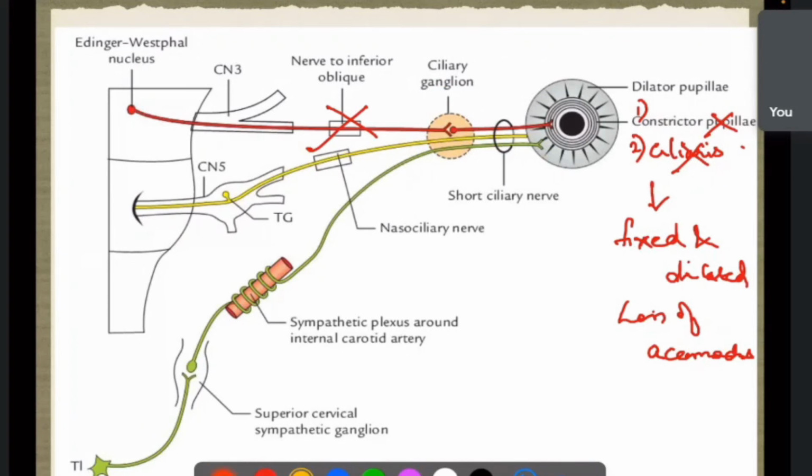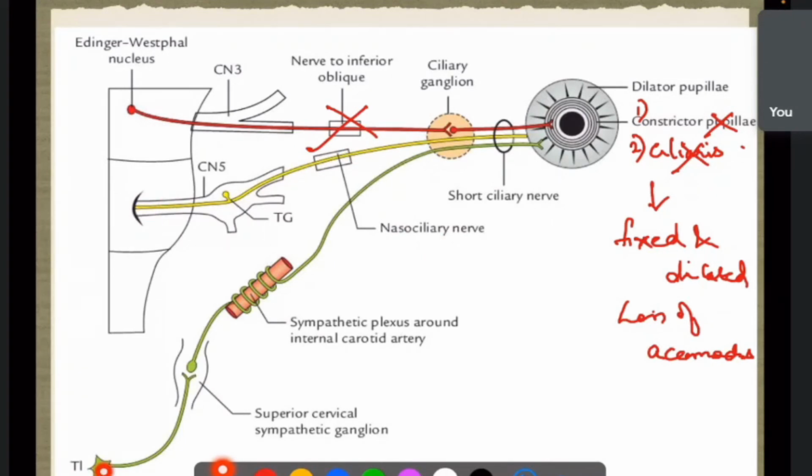What about the sensory fibers? The yellow is the sensory fibers. The sensory fibers are going to arise from the eyeball. It is carrying the pain, touch, temperature sensations from the eyeball. It is passing through the short ciliary nerves and the ciliary ganglion without relay, and it is passing through which nerve? Nasociliary nerve. It is carried to the central nervous system.